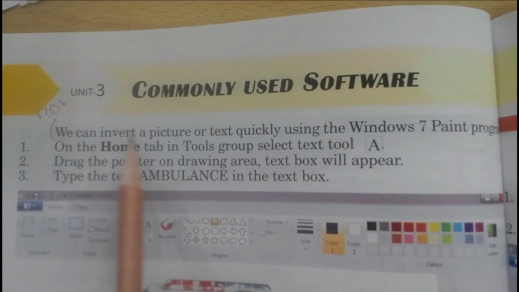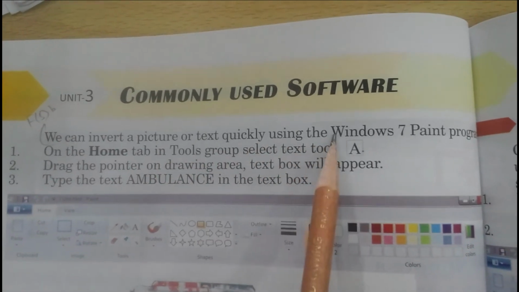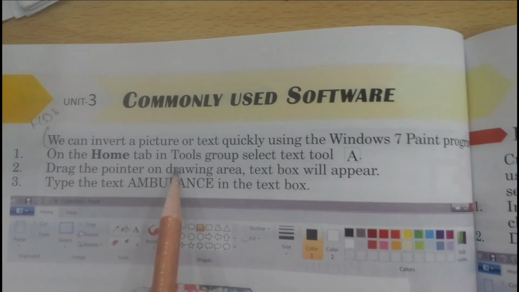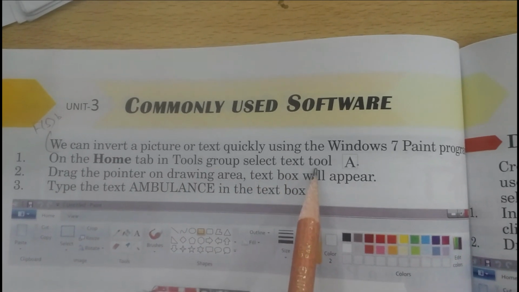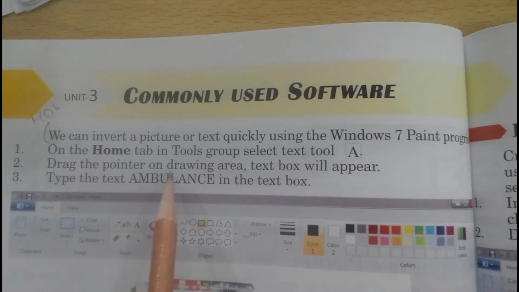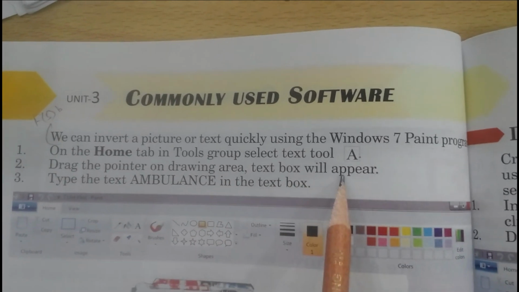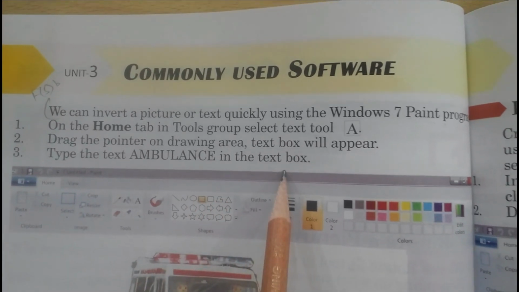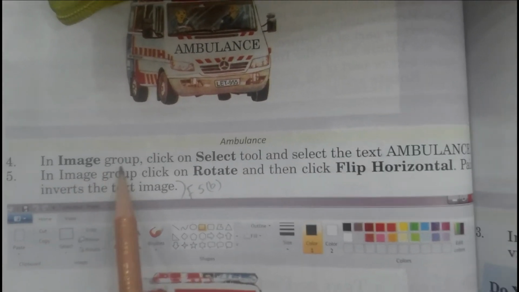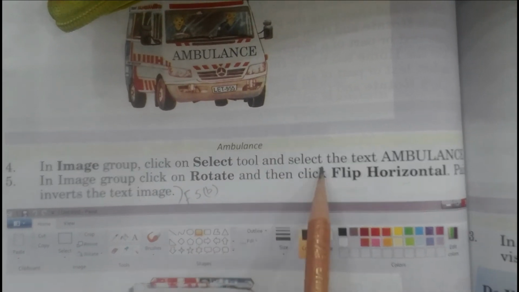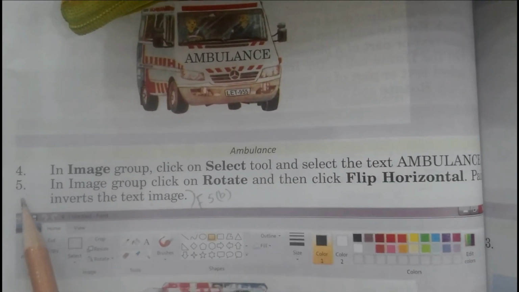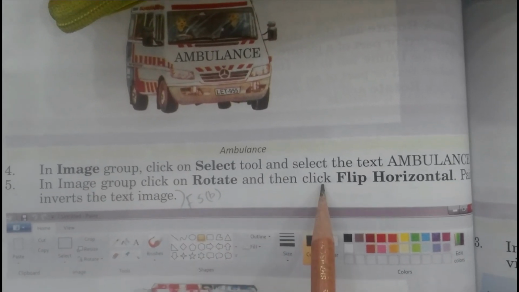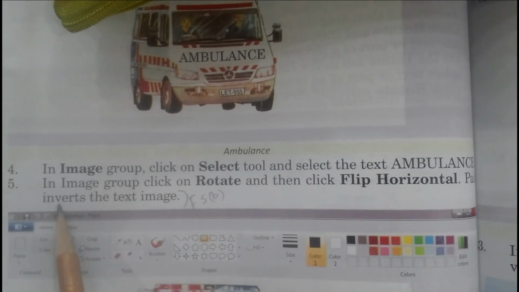We can invert a picture or text quickly using the Windows 7 Paint program. Number 1, on the Home tab in Tools group, select Text tool. Number 2, drag the pointer on drawing area, text box will appear. Number 3, type the text ambulance in the text box. Number 4, in image group, click on Select tool and select the text ambulance. Number 5, in image group, click on Rotate and then click Flip horizontal. Paint inverts the text image.